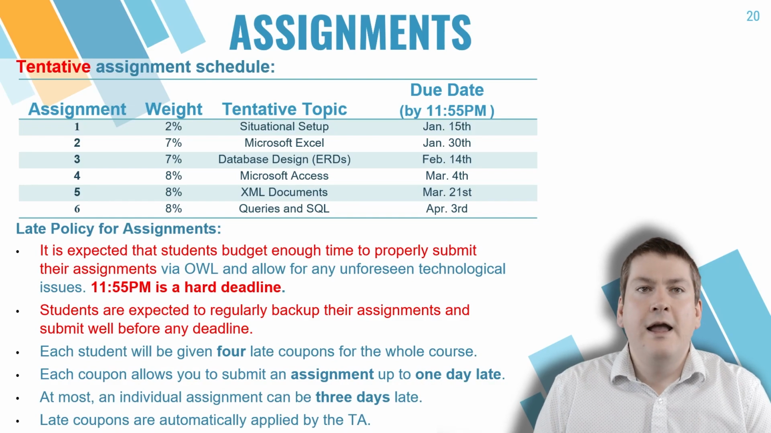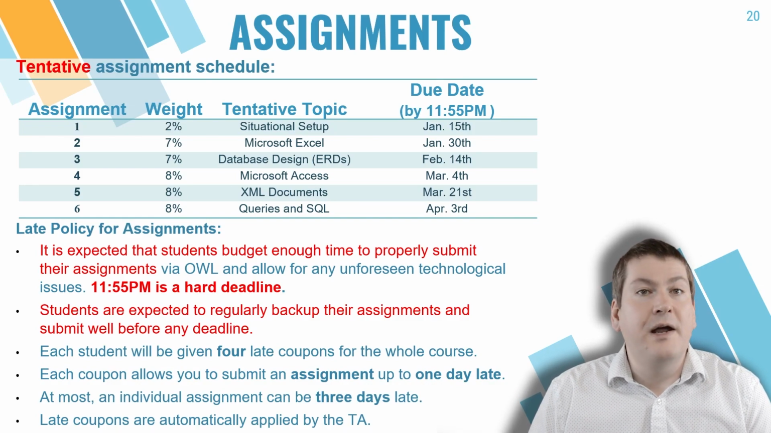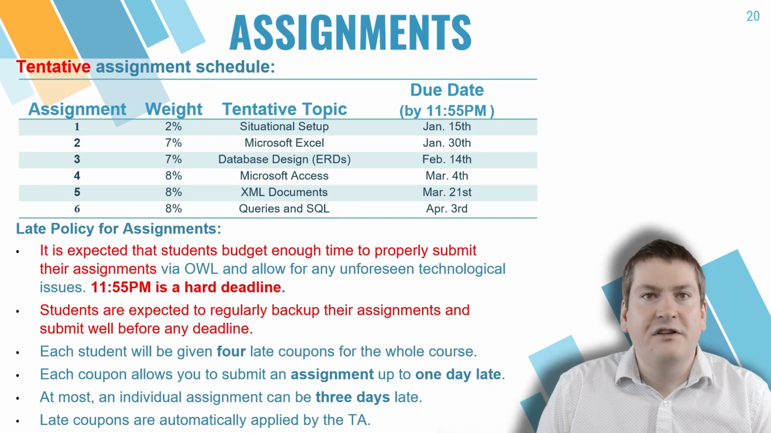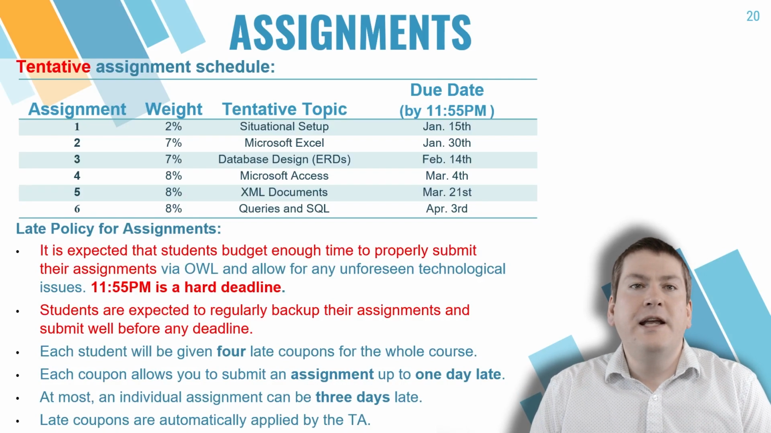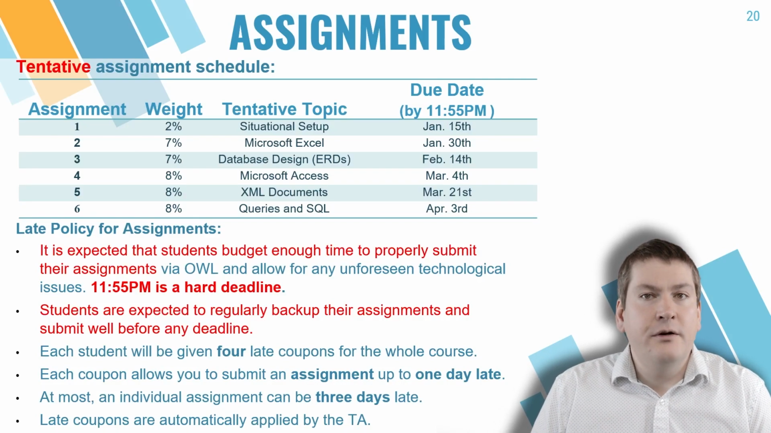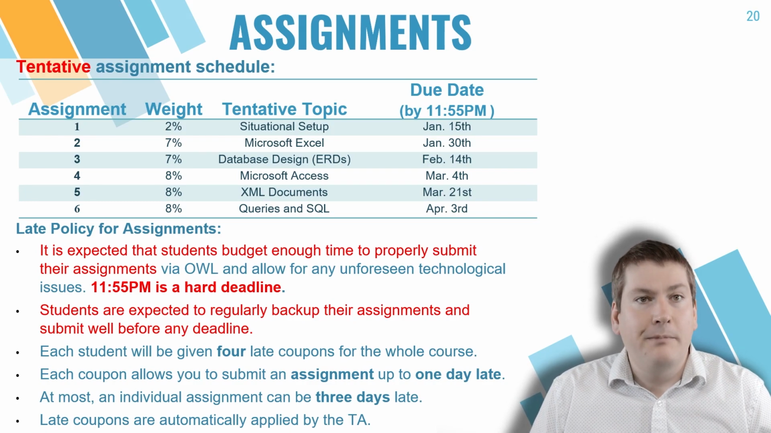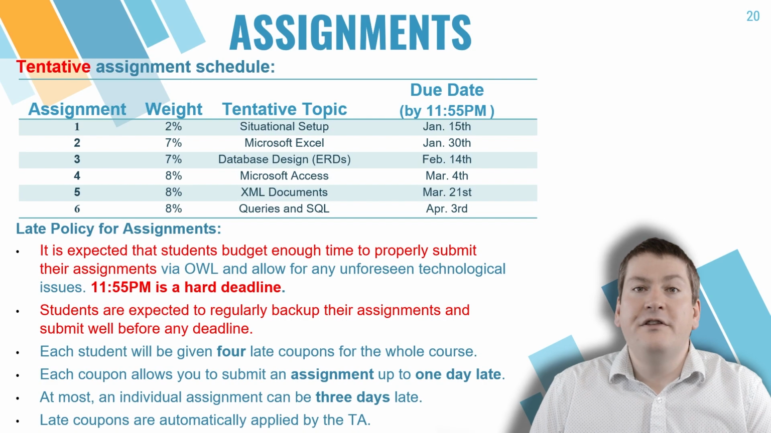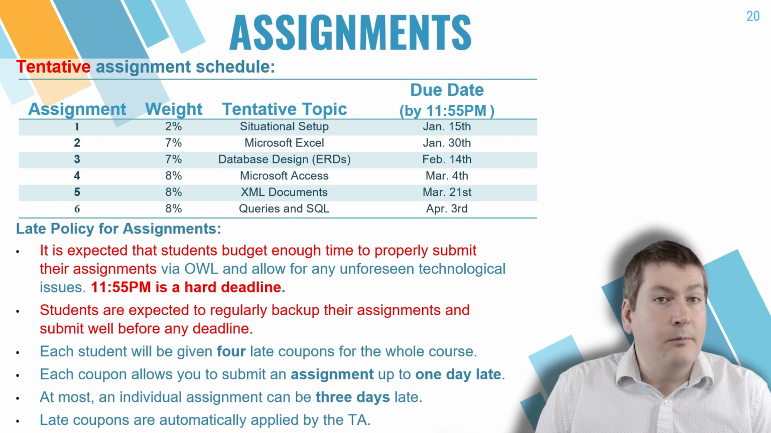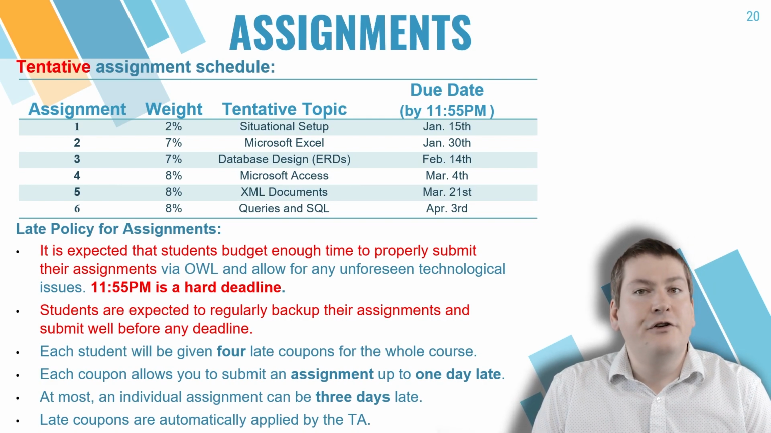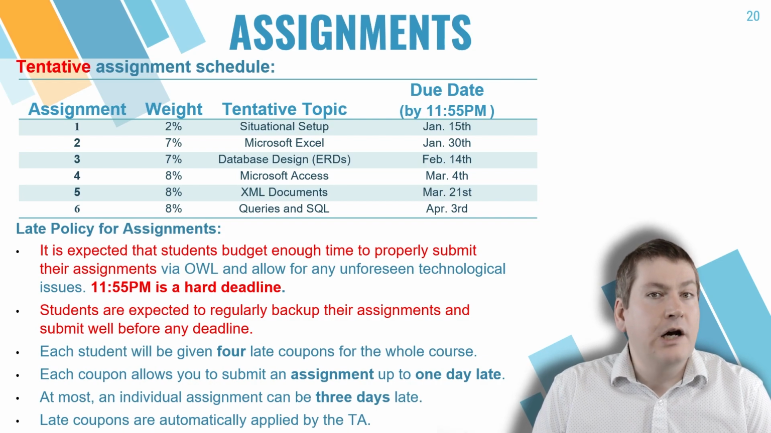I use a bit of a different late system than you may have experienced before in your other courses here at Western. You'll each be given 4 late coupons for the whole term, and only 4 late coupons for that whole term. There's no way to get more back. Once they're used, they're gone. You don't ever get any more. Each late coupon allows you to push the due date back by 24 hours.